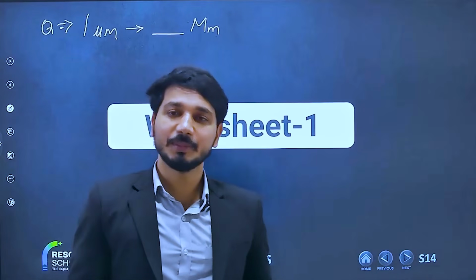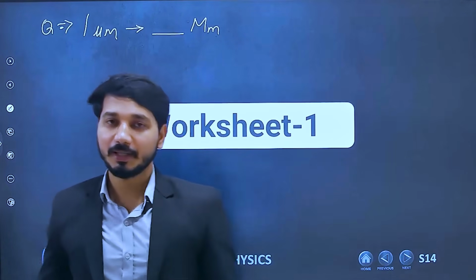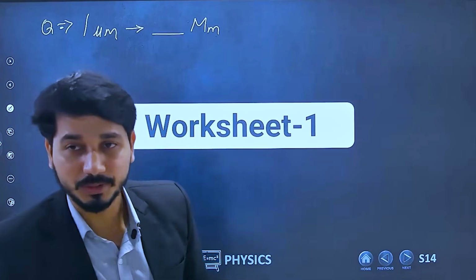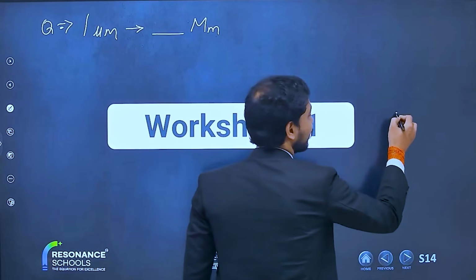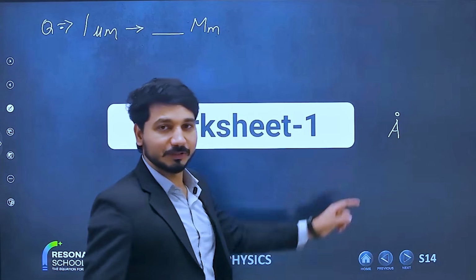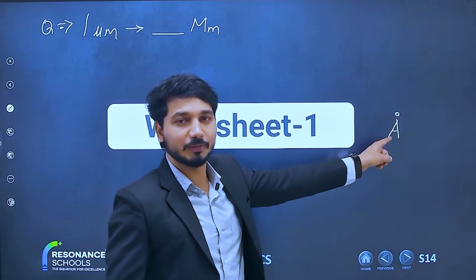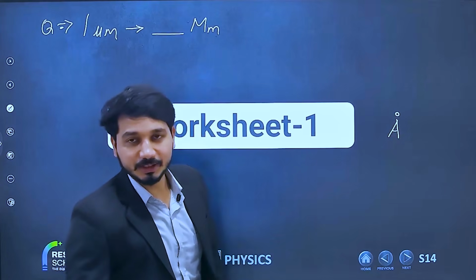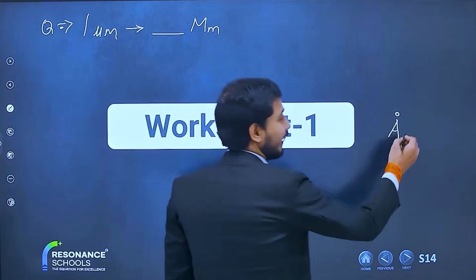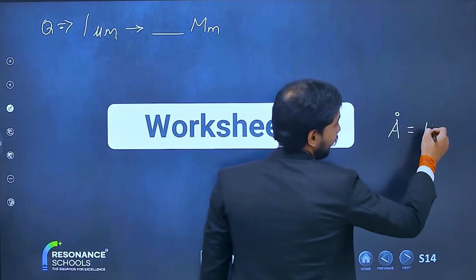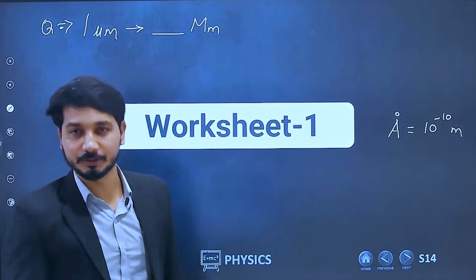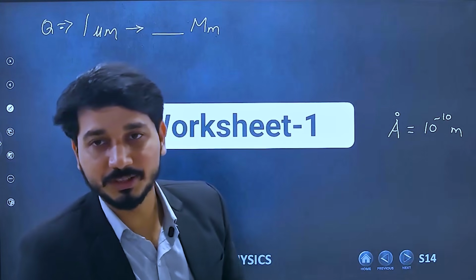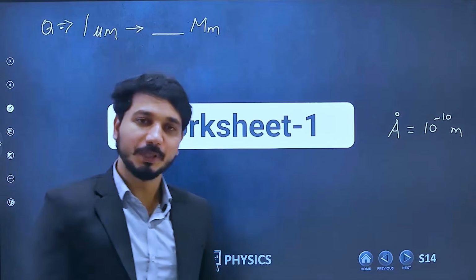Rutvika, just remember angstrom is the unit of length, represented by A with a circle like this. This is the symbol for representing angstrom. It is the unit of length and it is equal to 10 to the power minus 10 meter. This is the meaning of angstrom. Angstrom means 10 to the power minus 10 meter.